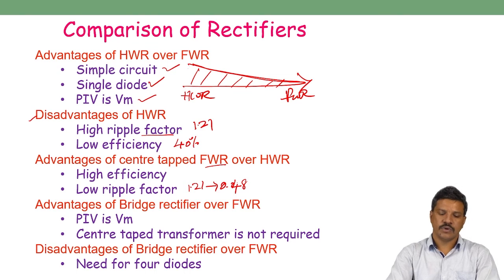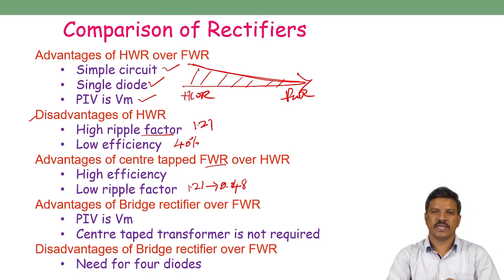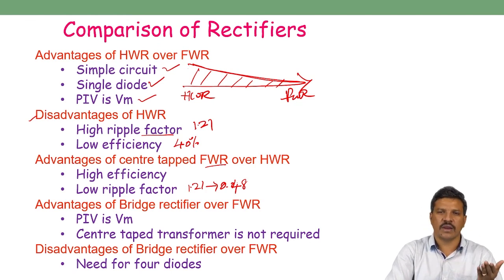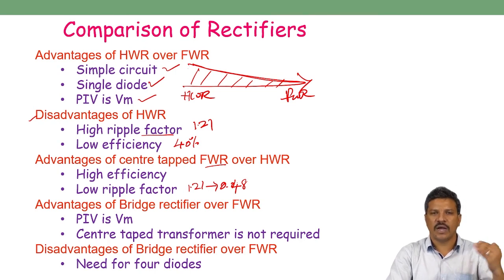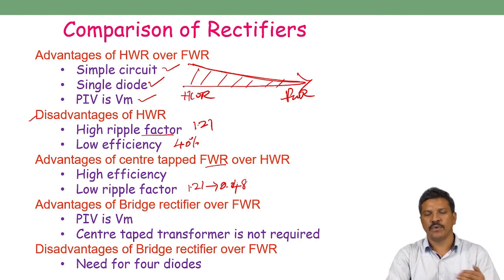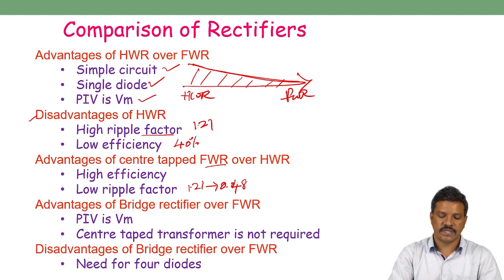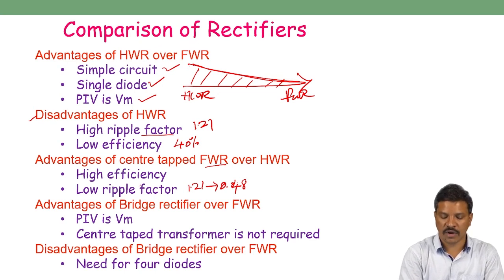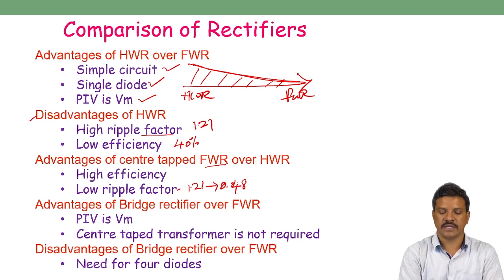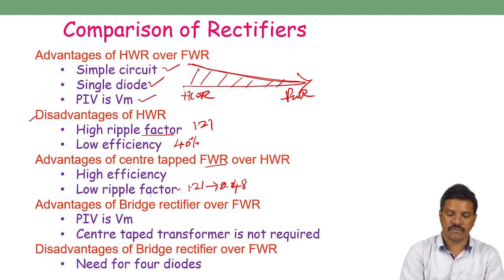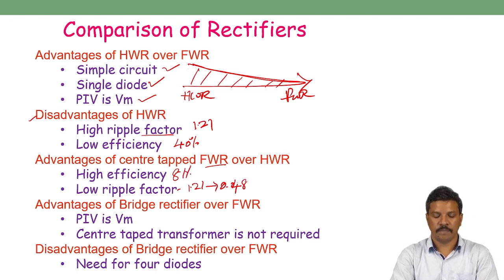0.48. So in order to reduce this ripple factor, we improve the DC component. That is what we expected. That is what we require in the adapter, in the charger. So we need to convert this pure AC signal into a pure DC signal. So in order to do that, we achieve the reduction in the ripple factor. So that's why the advantage of the center tapped full wave rectifier over the half wave rectifier is that the ripple factor is very low, reduced compared with the half wave rectifier, and high efficiency, 81% efficiency improved.